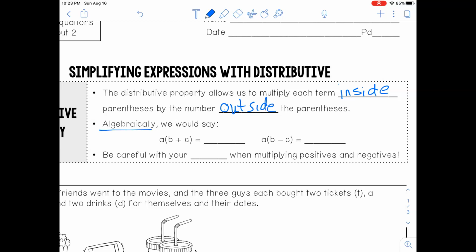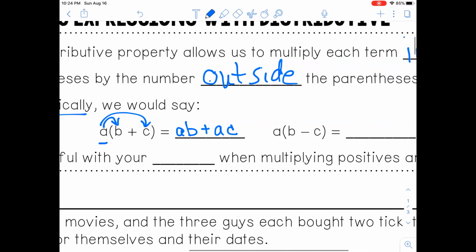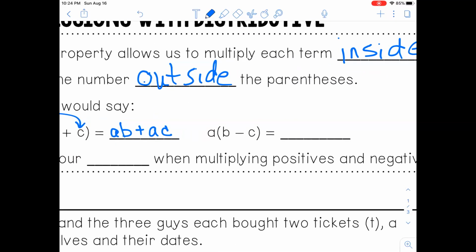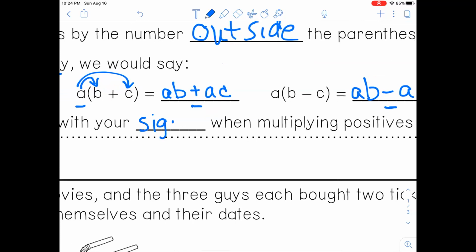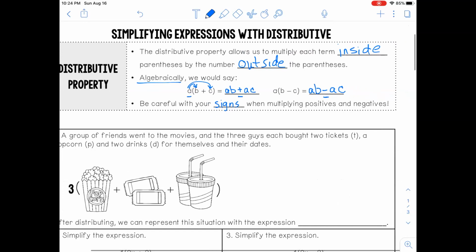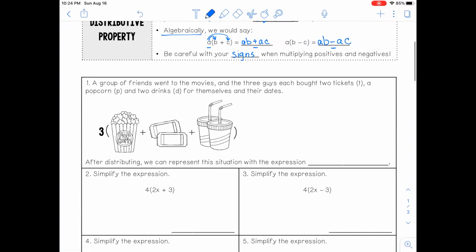Algebraically, we would say A times the quantity B plus C, and that would equal AB plus AC, because we have to multiply each of these terms by the A. Here we have A times the quantity B minus C, which would equal AB minus AC. Notice the difference. Here we have a positive, here we have a negative. Be careful with your signs when multiplying positives and negatives.